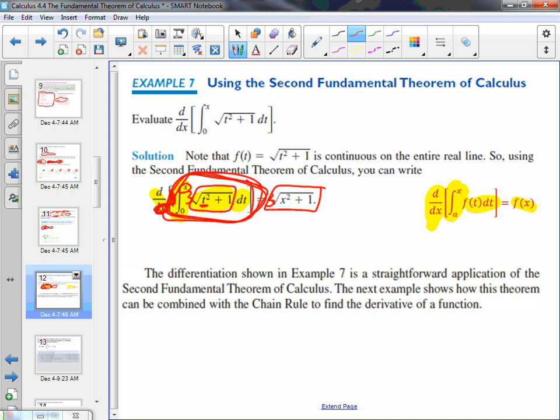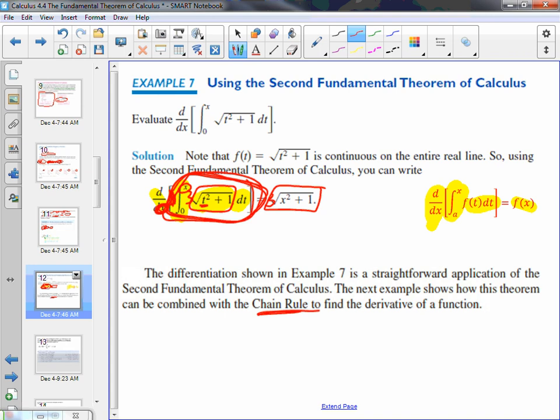All right. It says this is a straightforward application of the second fundamental theorem of calculus. The next example, which we'll get to in a minute, shows how this theorem can be combined with one of our favorite things, the chain rule, to find the derivative of a function.